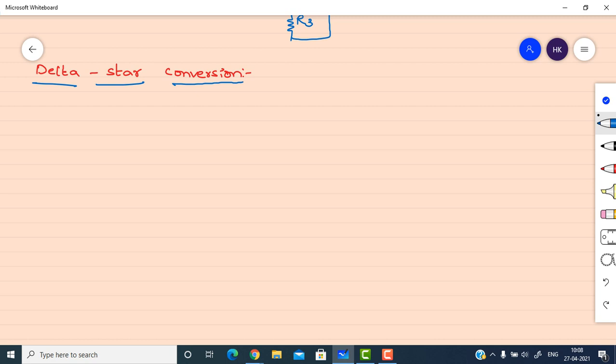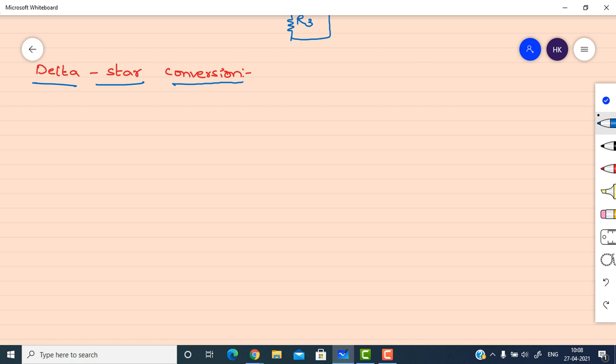So delta to star conversion means we have a delta connected network, and for our convenience to reduce the network, suppose you have a complicated network in which one part is a delta connection, but I don't require the delta connection. In place of that, I need a star connection. Then I can reduce the remaining network easily. Then what can we do? We can convert the delta connected elements into star connected elements.